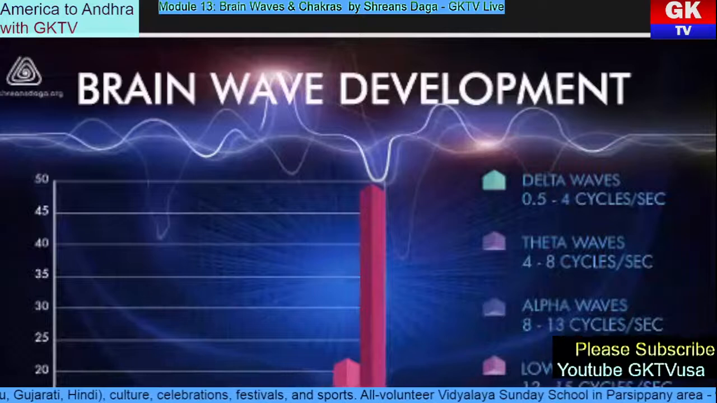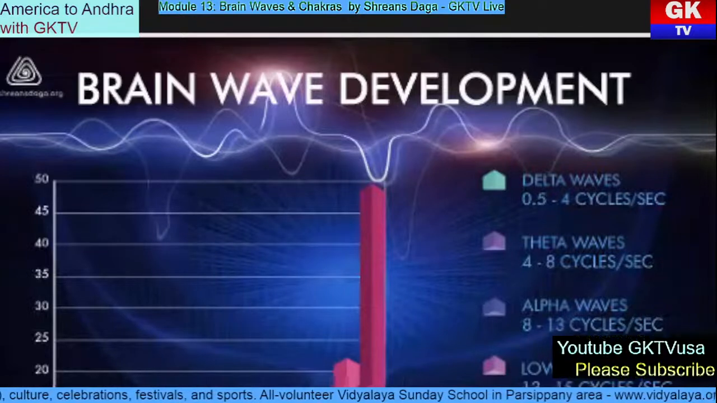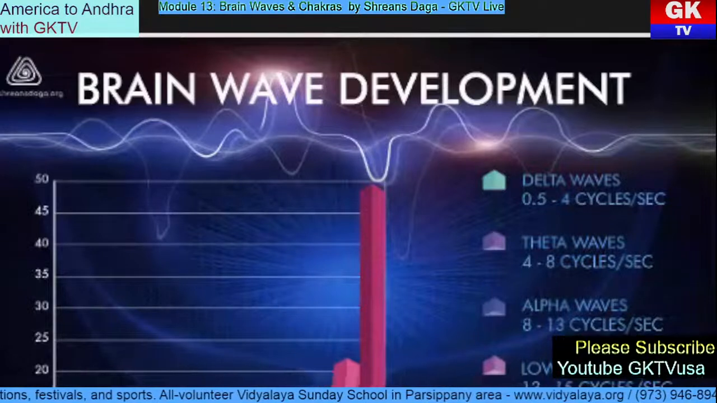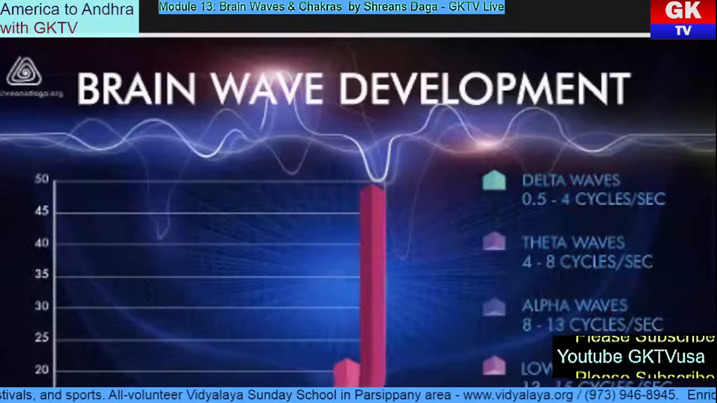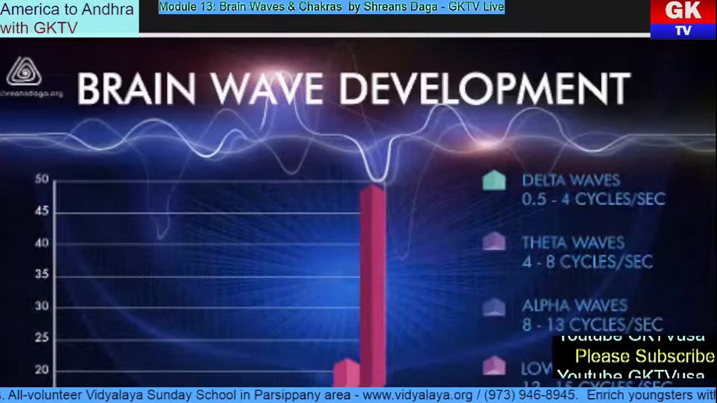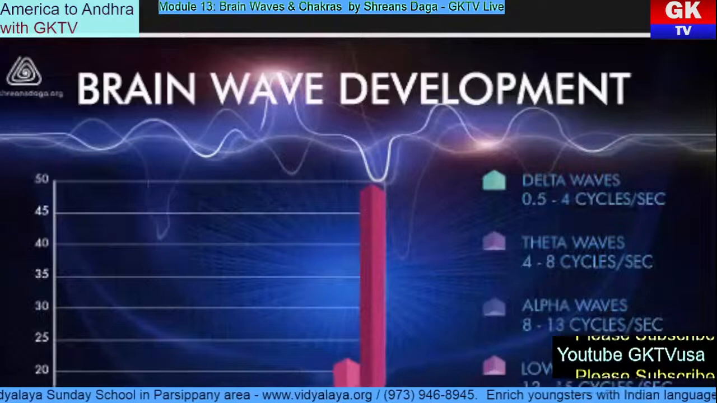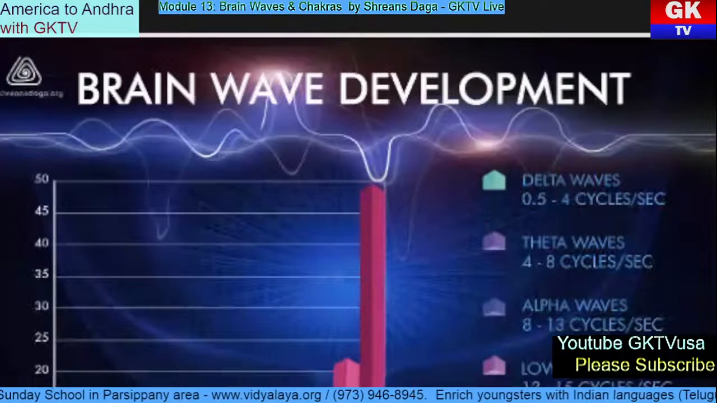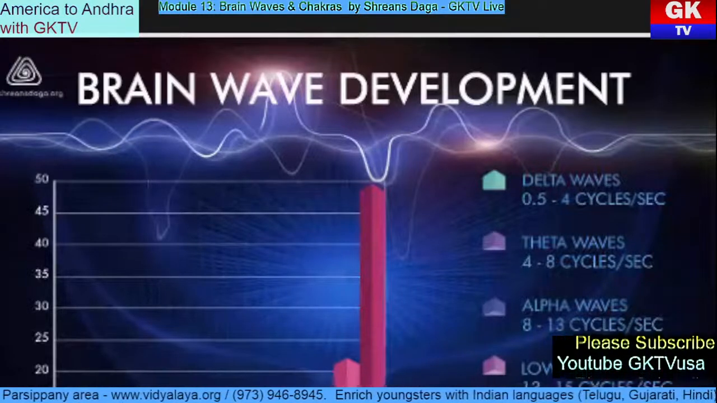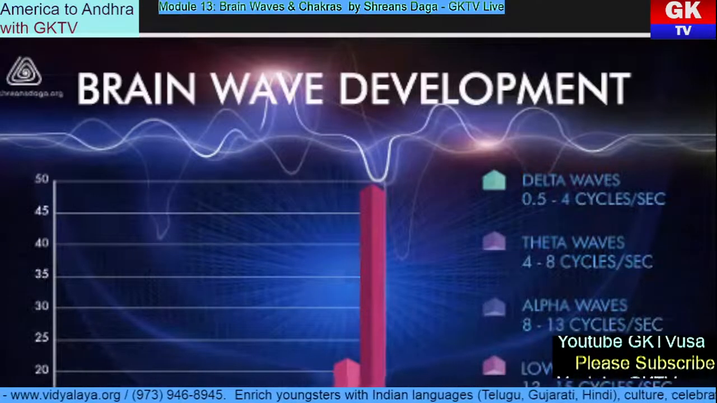As he grows a little older, from 2 to 6 years of age, he is in something called the theta brainwave, and it's about 4 to 8 cycles per second. So you can say that a child between 0 to 6 years of age is completely in the subconscious mind. So all the information, all the knowledge that he's getting as a child from 0 to 6 years of age is coming in unencoded, without any filter.